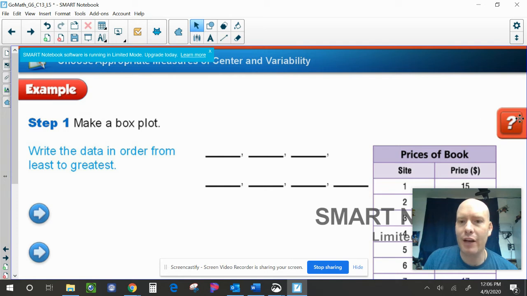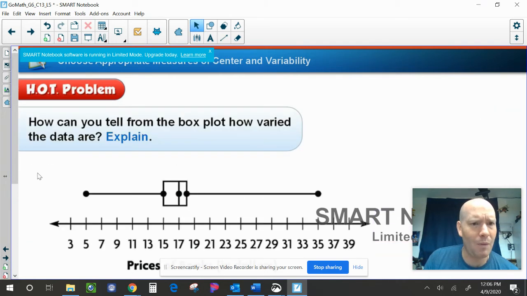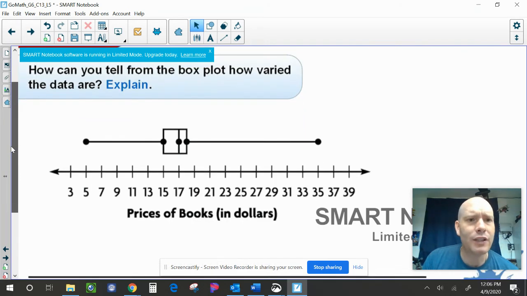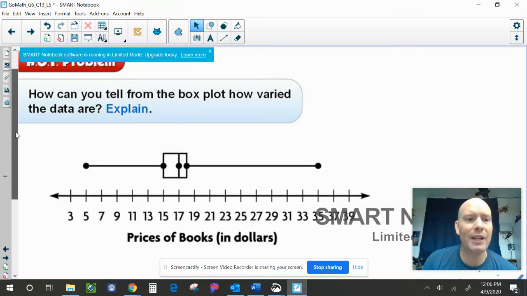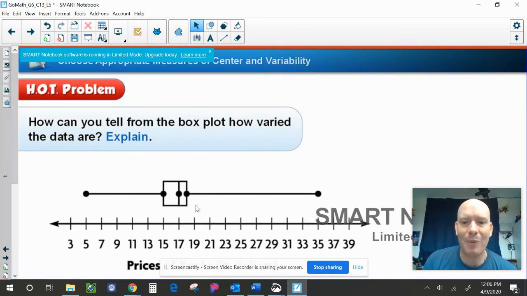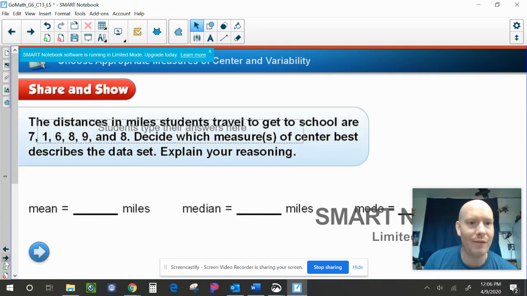All right, let's look at another one. I want to do a box plot one. We're going to use this one. How can you tell from the box plot how varied the data is? On something like this, all we need to do is find either the range or the interquartile range.